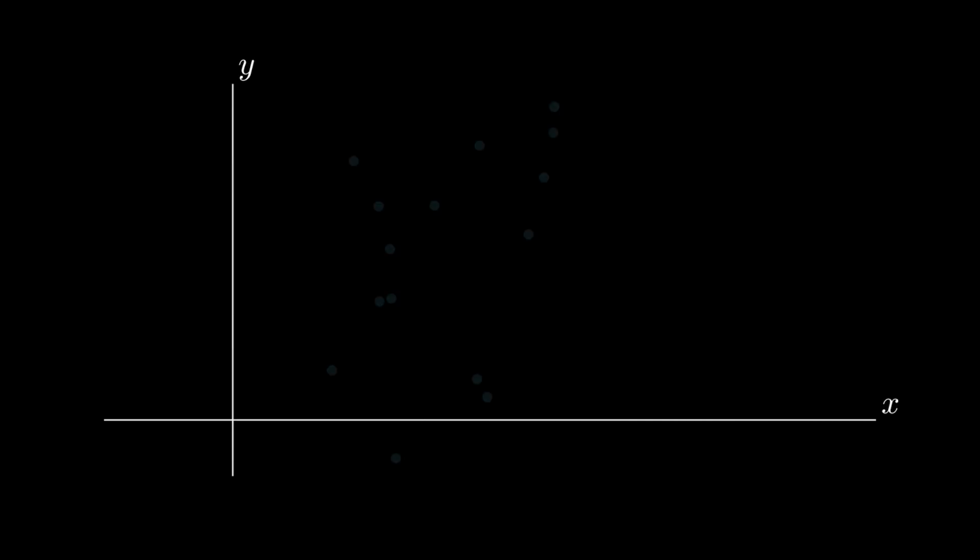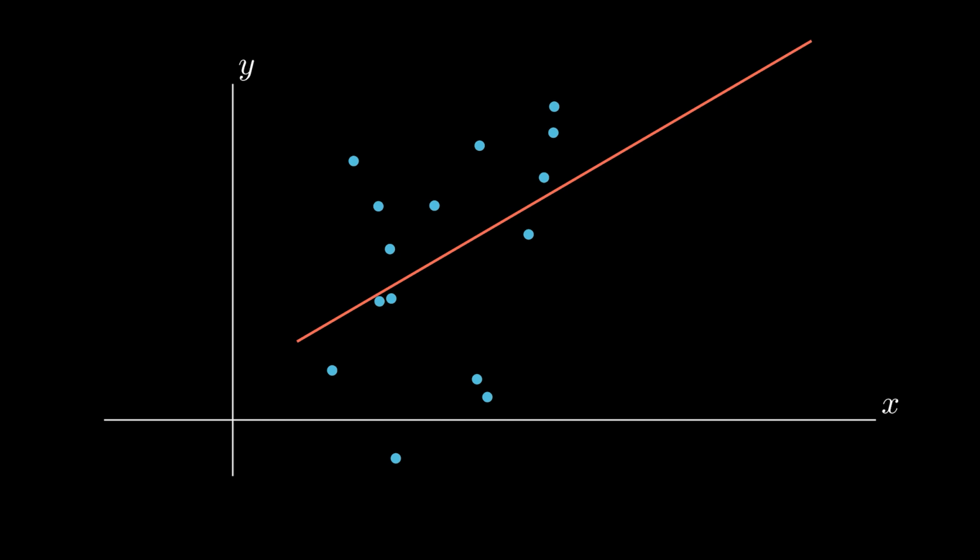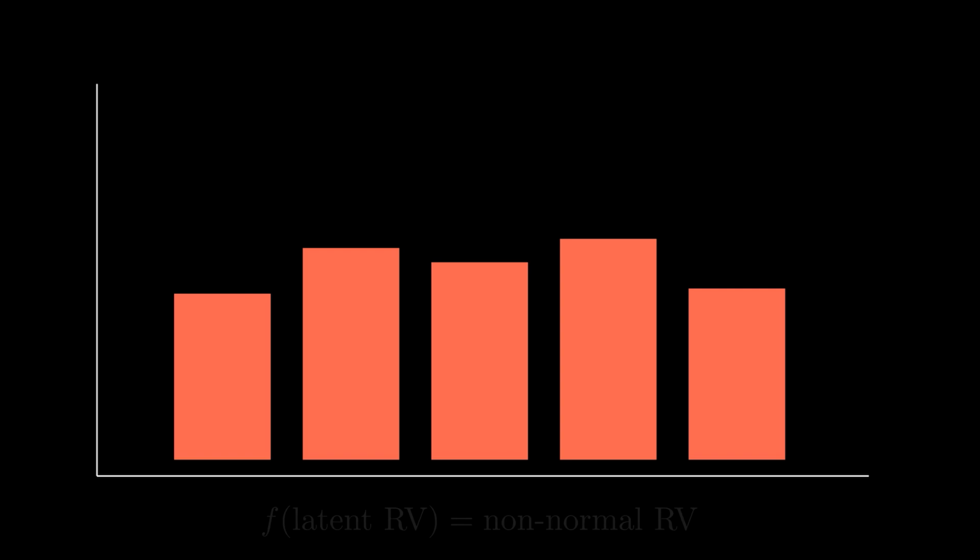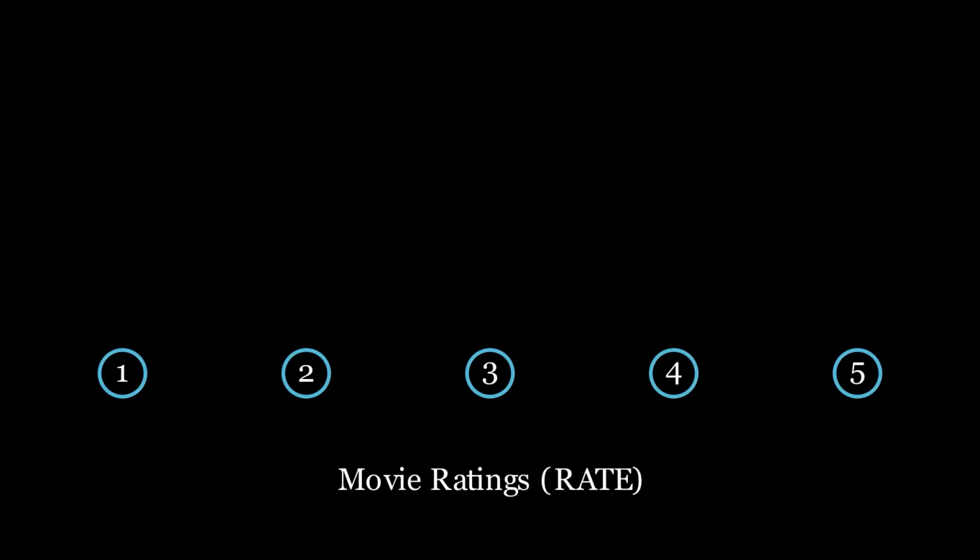A common approach to examining the association between variables is a linear regression. Unfortunately, not every variable satisfies the assumptions for regression, such as being normally distributed. In the case of non-normal data, we can express our data as a function of some unobserved latent random variable that is normally distributed.